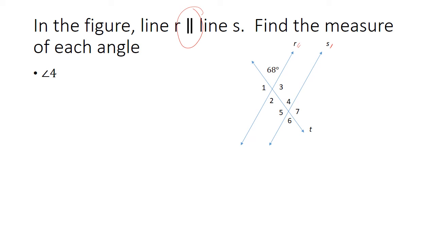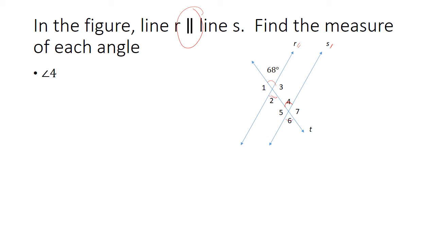Pretty simply, we can use the properties from the last two slides. If we know the measure of this angle right here is 68, then we can tell that all of the alternate interior and alternate exterior angles are going to be the same. This is the corresponding, so it's going to be this one and that one and that one and that one.